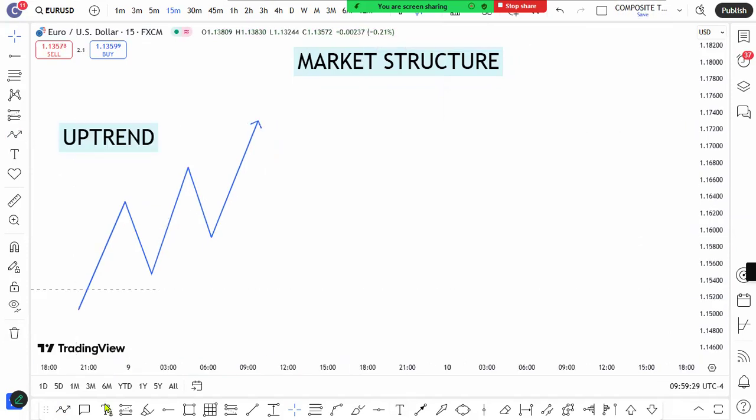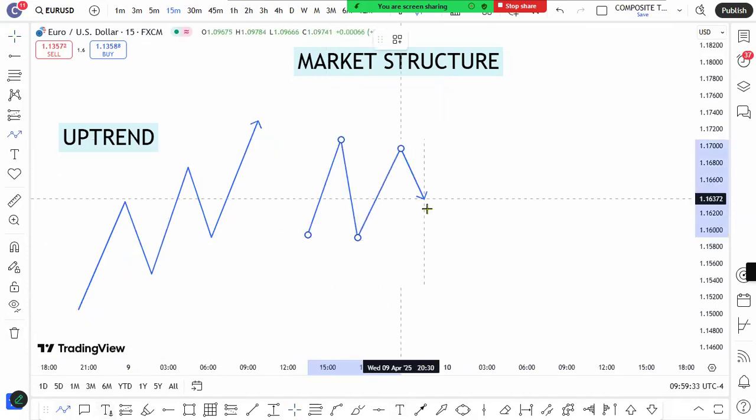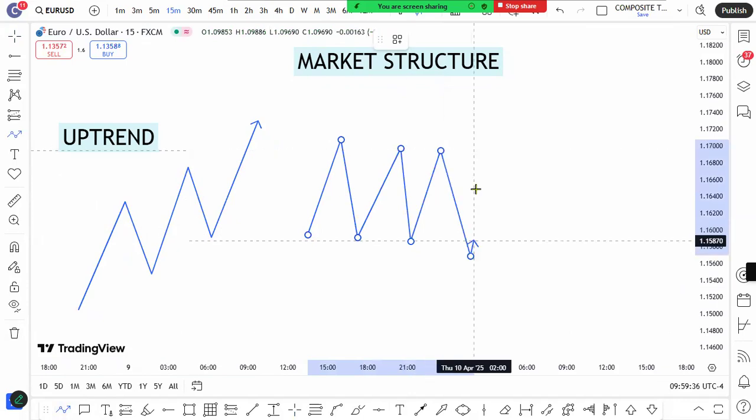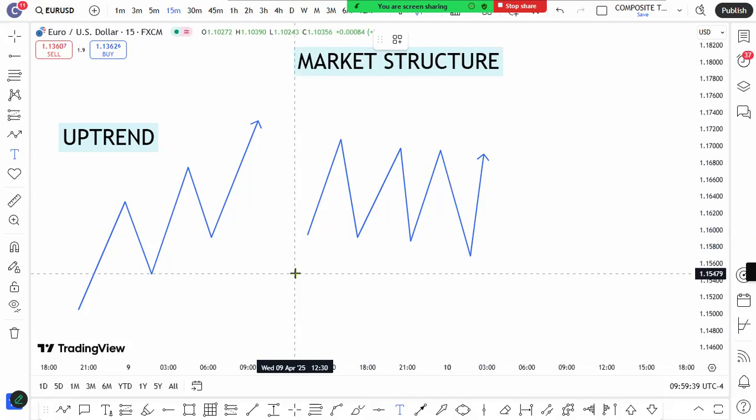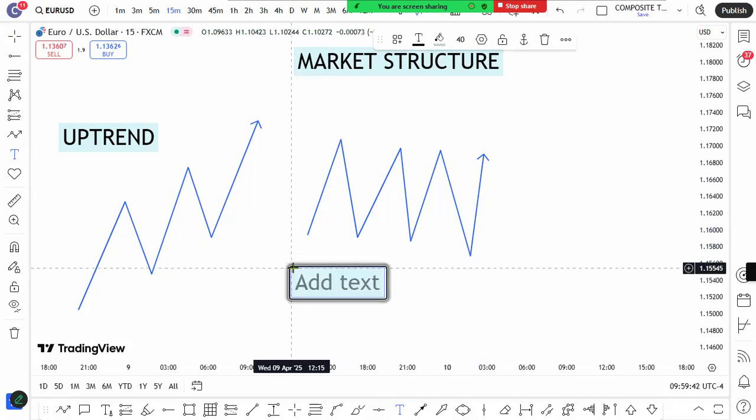There's another scenario whereby you'll see the market creating almost relatively equal highs and lows. This is called the ranging market.